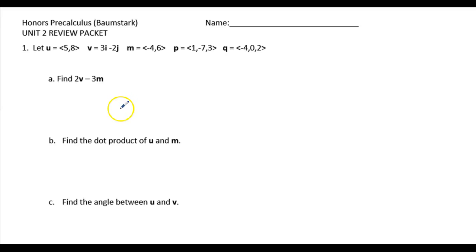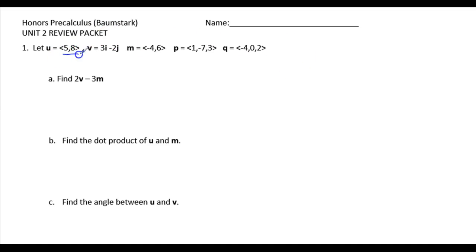Okay, so this will be the video review of the problems in the review packet in case you need that to study for the vector test. So problem 1 here, we're given five different vectors. You can see that two of them look like they're in 2 dimensions, u, v, and m, because there's just 2 components, and p and q, those are 3-dimensional vectors.